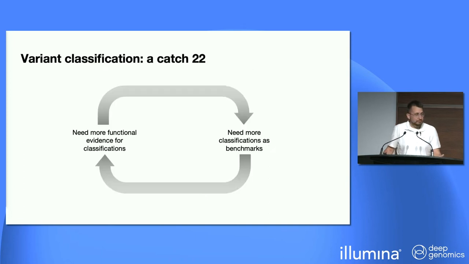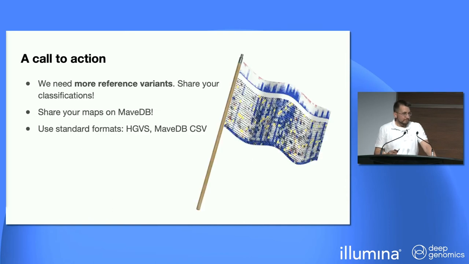One solution that we can use for that, of course, is to go into literature research and try to find if there's variants out there that haven't been covered yet in ClinVar, or we can see if there's gene-specific databases out there. For example, for CBS, there's a really nicely manually curated gene-specific database of variants. In many cases, that might just not work out. That brings me to my call to action. We really need more reference variants.